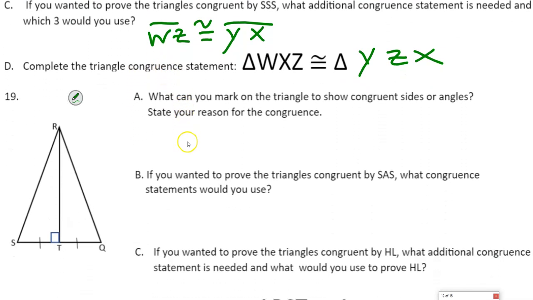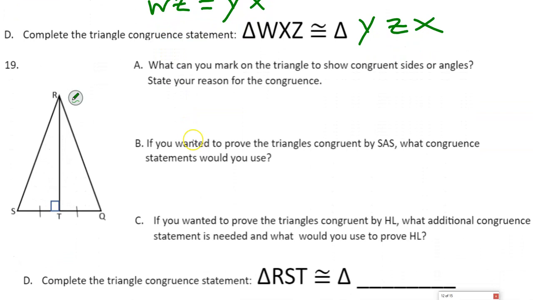All right, here's our last one like this. Complete the triangle congruent. Oh, so what can you mark in the triangles? So there's 2 things we can mark in this one, the shared side and that other right angle over there, right? So that's the 2 things that we could mark. If you wanted to prove the triangles congruent by side, angle, side, what congruent statements would you use? So you would use ST is congruent with QT. Angle STR, this angle right here, is congruent with QTR. And then you would say our side RT is congruent to side RT.